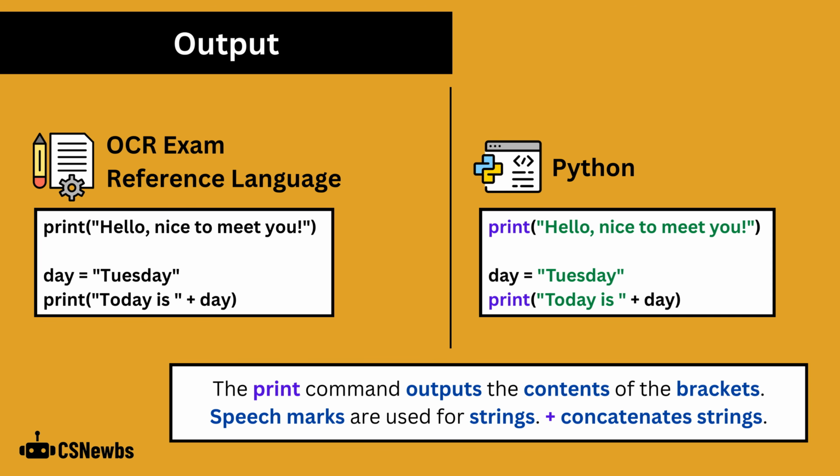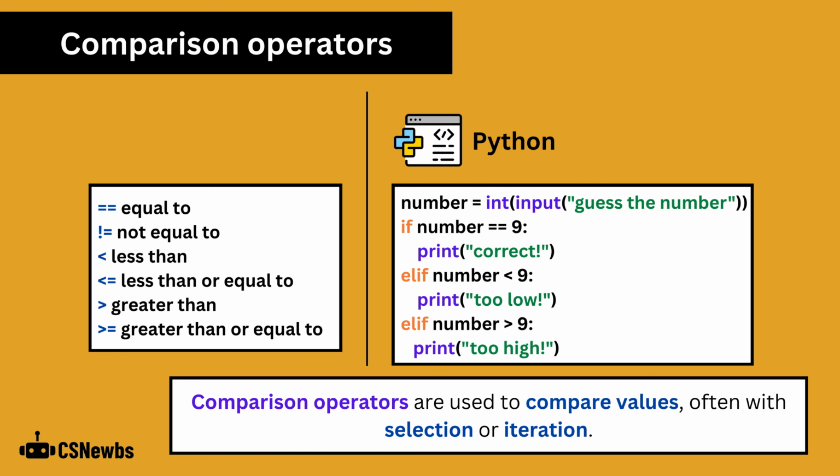The print command outputs the contents of the brackets. Speech marks are used for strings, and the plus symbol can concatenate, or join together, multiple strings. Comparison operators are used to compare values, often with selection or iteration that we'll look at shortly. Double equals means equal to, exclamation equals means not equal to, and then make sure you get your less than and your greater than signs the correct way round so you don't drop easy marks in an exam.